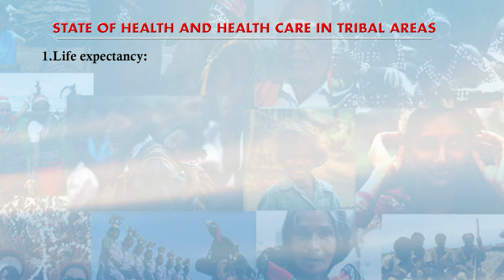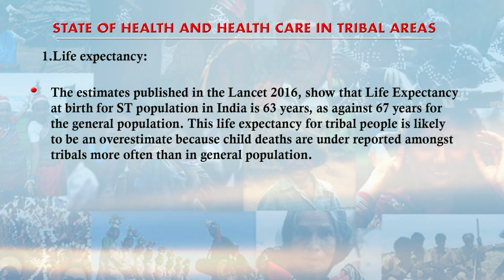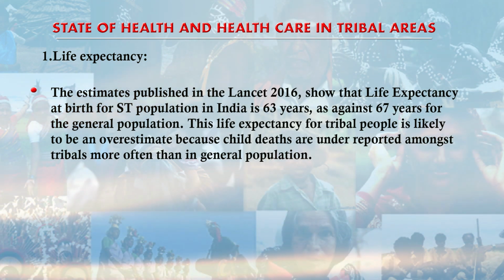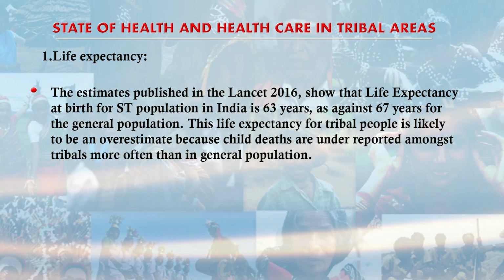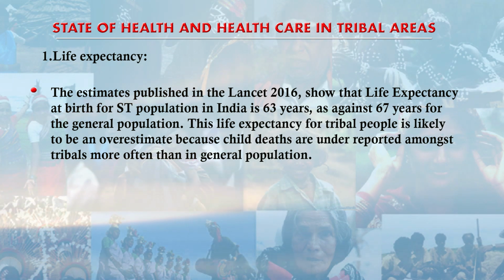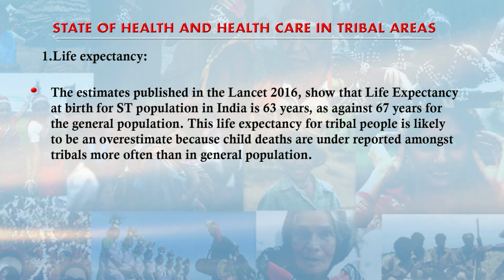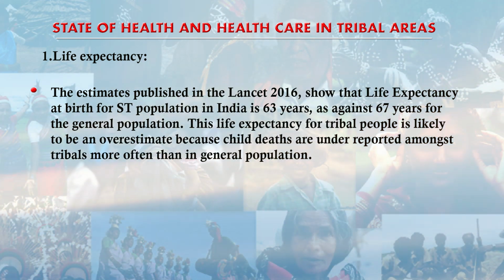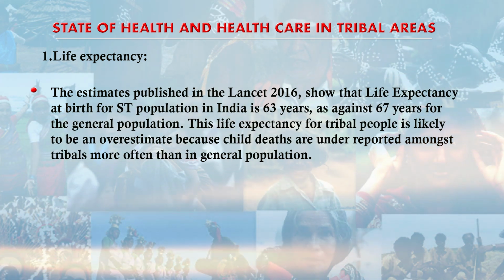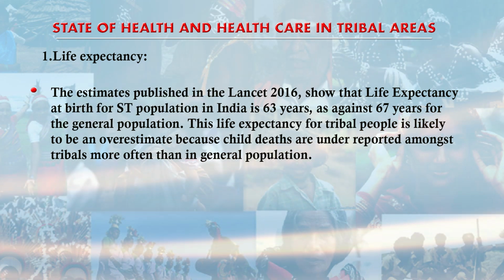Firstly, talking about life expectancy. The estimates published in the Lancet 2016 show that life expectancy at birth for the scheduled tribe population in India is 63 years as against 67 years for the general population. This life expectancy for tribal people is likely to be an overestimate because child deaths are underreported amongst tribals more often than in the general population.